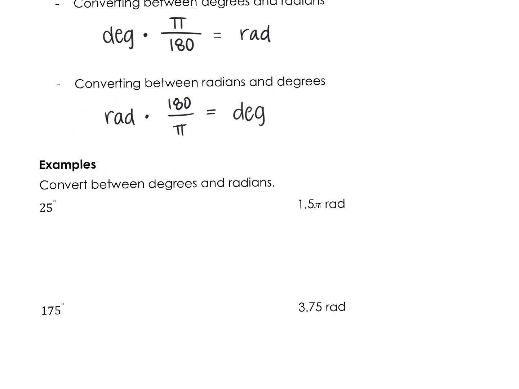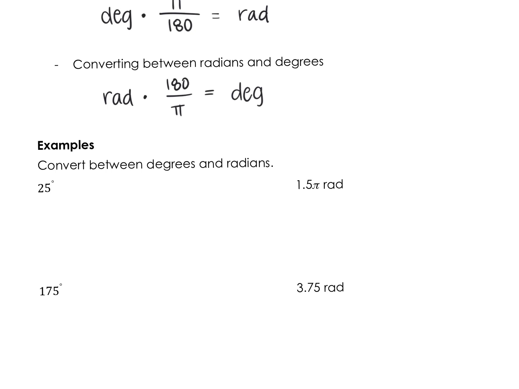So let's go ahead and look at some examples. So we're going to convert between degrees and radians. So I have 25 degrees. If I want to convert 25 degrees to radians, I'm going to multiply it by pi over 180. And that's going to give me the fraction 25 pi over 180, which I do want to simplify. So I want to simplify the fraction 25 over 180. And 25 and 180 are both divisible by 5. So that's going to give me 5 pi over 36. And then I'm going to put my units for radians, RAD.